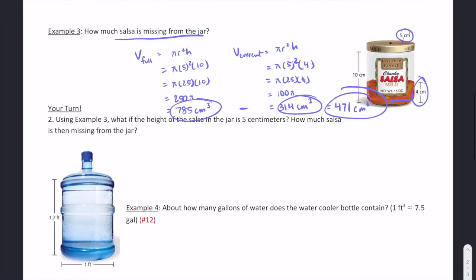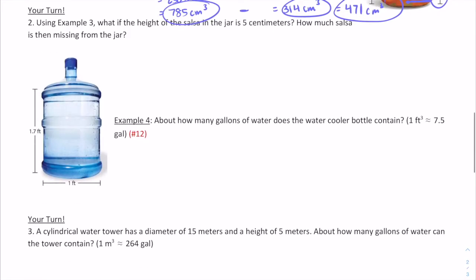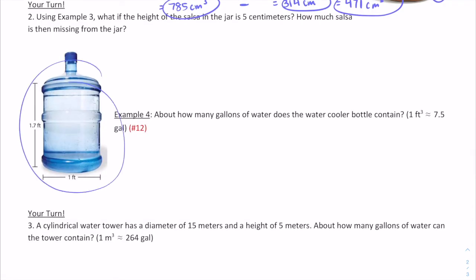Okay, number 4, about how many gallons of water does a water cooler bottle contain? How many gallons? Okay, well, let's figure out the volume of this thing. It looks like a cylinder, so V equals pi r squared h. V equals pi, my radius is going to be 0.5, right? Squared, my height is 1.7.